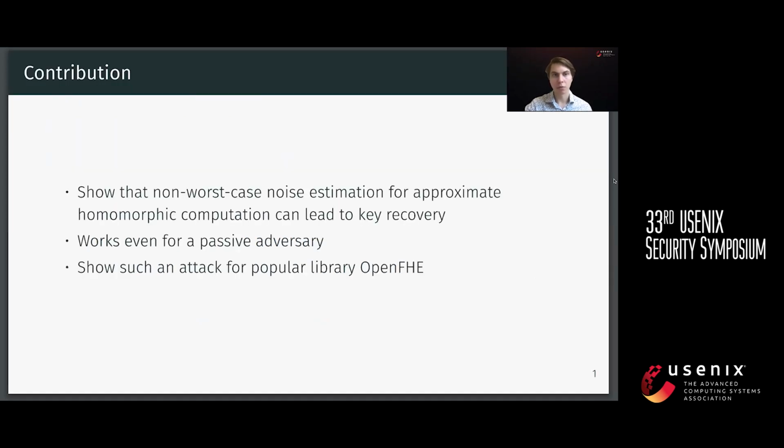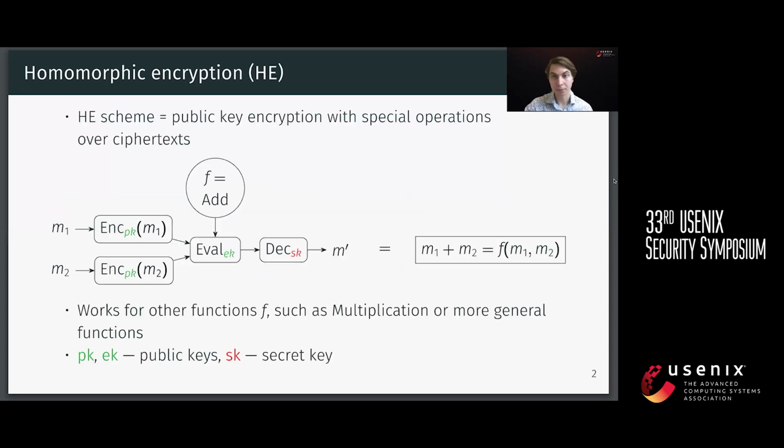Our main contribution is that we showed that in the event when we have a non-worst case noise estimation for approximate homomorphic computation, we can actually recover a secret key. And this works even for a passive adversary. And we showed an example of such an attack against a popular library called OpenFHE.